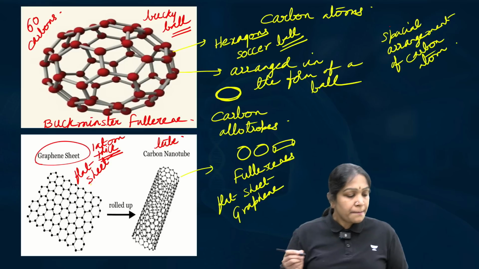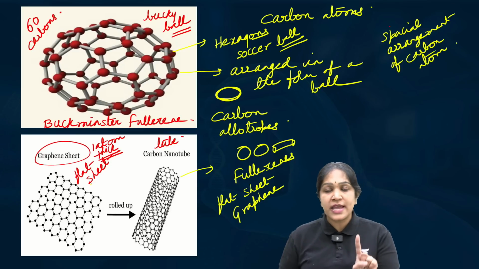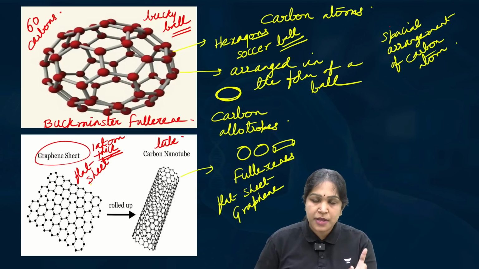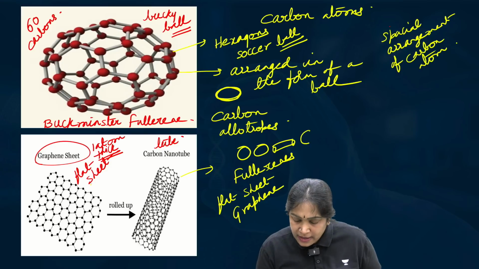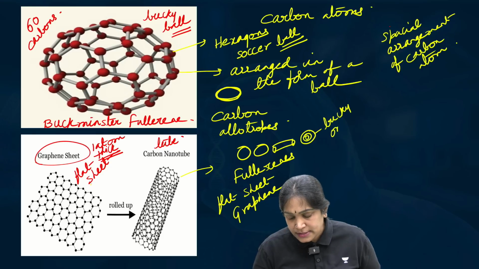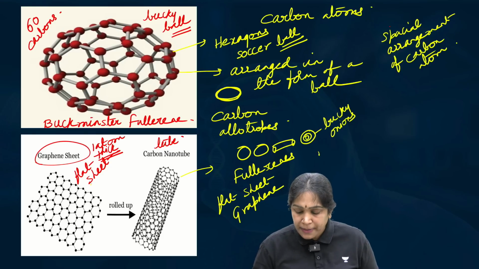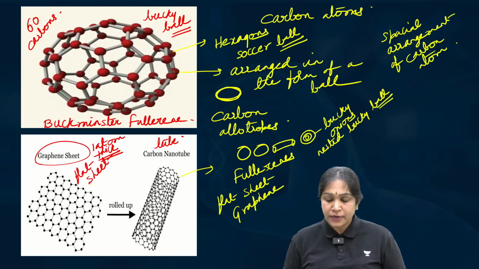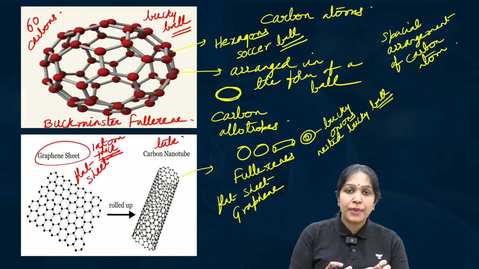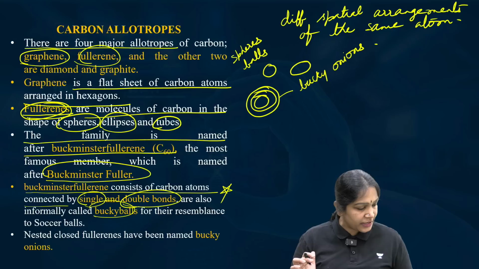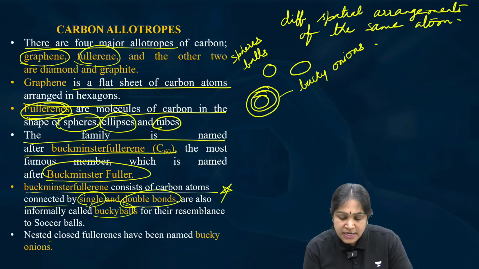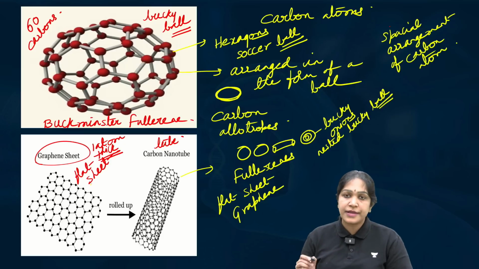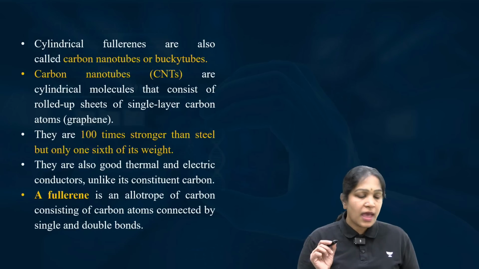They can be called bucky onions. But if you remember, I said that any shape other than the flat sheet can be called fullerenes. So these bucky onions, that is nested buckyballs, also come under the fullerenes, okay. And the parent compound of the fullerenes is Buckminster fullerene, right? Okay, the nested fullerenes are called bucky onions. These are the different carbon allotropes.